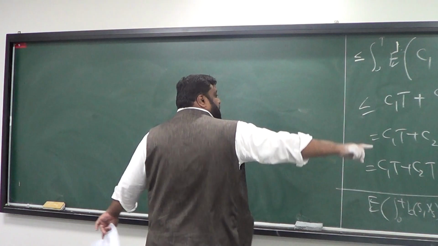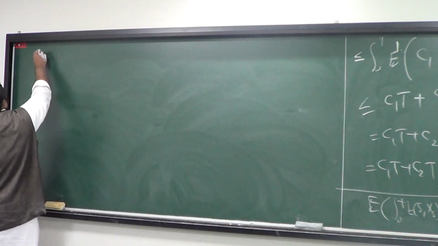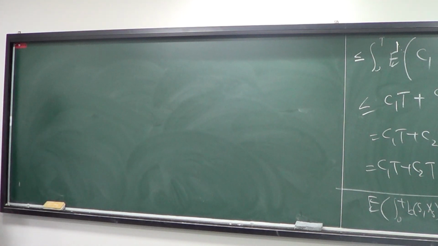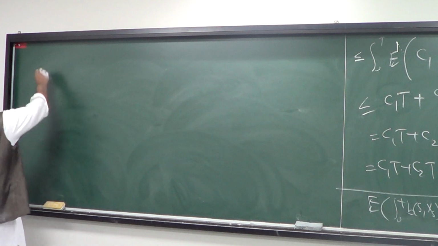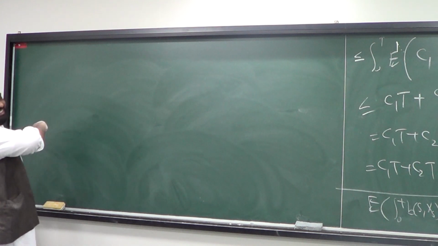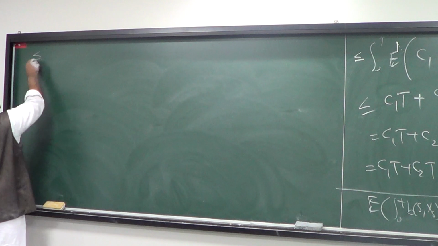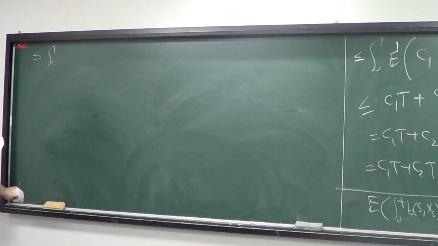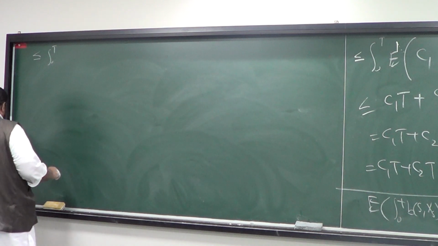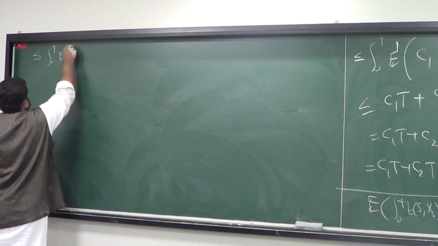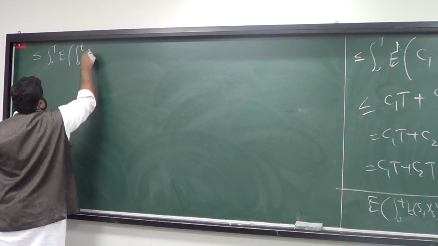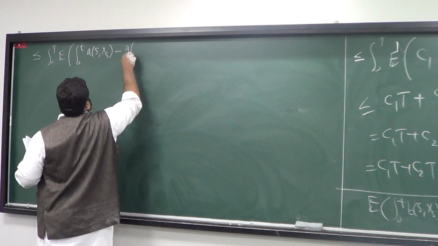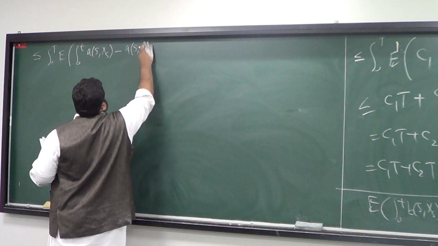So I want to use on this square this inequality: (a plus b) square is less than or equal to 2 times (a square plus b square), okay? So by that inequality, I can estimate this by the integral 0 to capital T of the expectation of the integral 0 to t of a(s) X(s) minus a(s) Y(s).